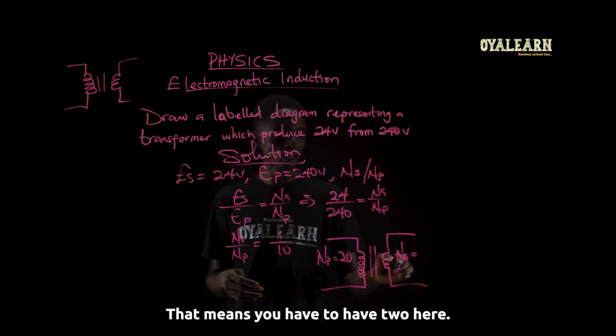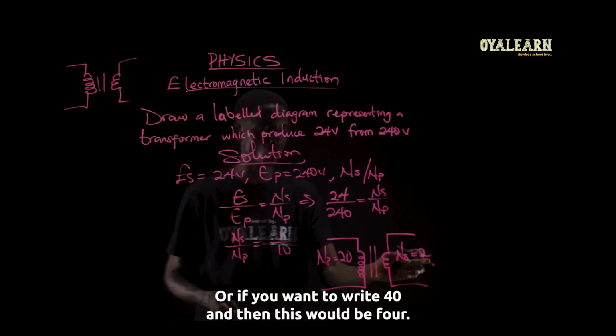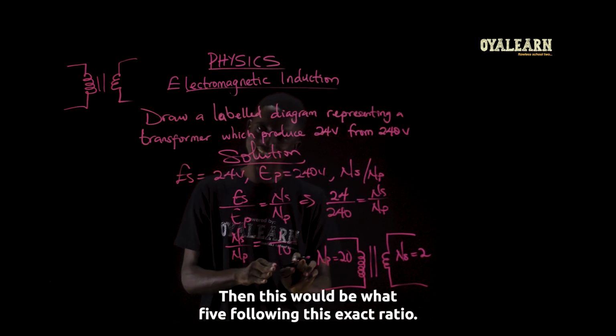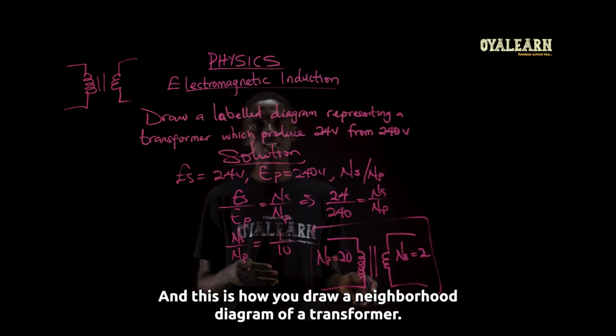Following this ratio, that means you have to have 2 here. Or if you want to write 40 here, then this will be 4. If you want to write 50 here, then this will be what? 5, following this exact ratio. And this is how you draw a labeled diagram of a transformer.